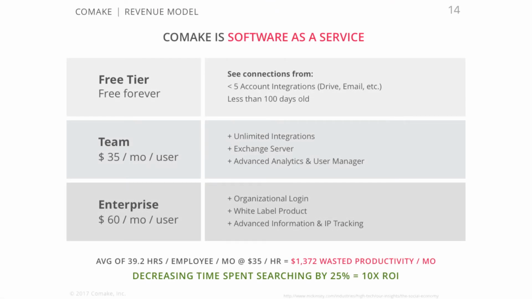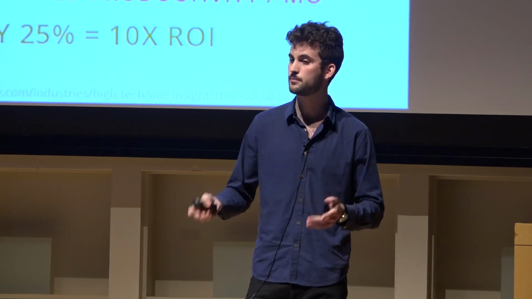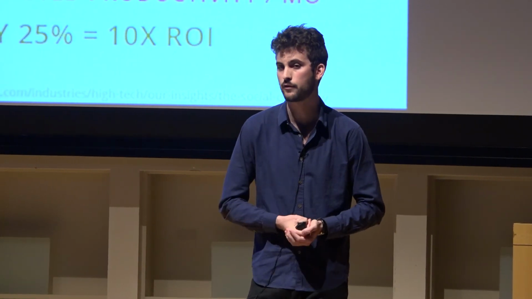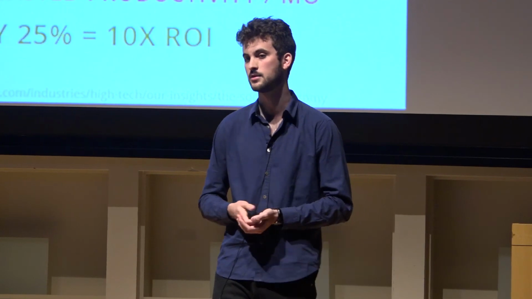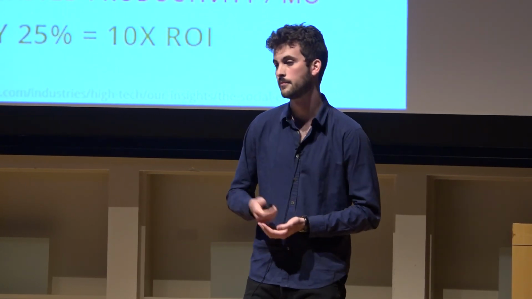We have a free tier. We give you all of this for free, essentially. You can use it for free forever, with certain restrictions. We don't let you see histories older than 100 days, so you can't access as much information as you might like to unless you pay. We charge you $35 an hour. If your time is worth $35 an hour and we improve your access, your time spent searching for information and recreating information by 25%, you're looking at a 10x return on investment, right? So there's a big business behind this.